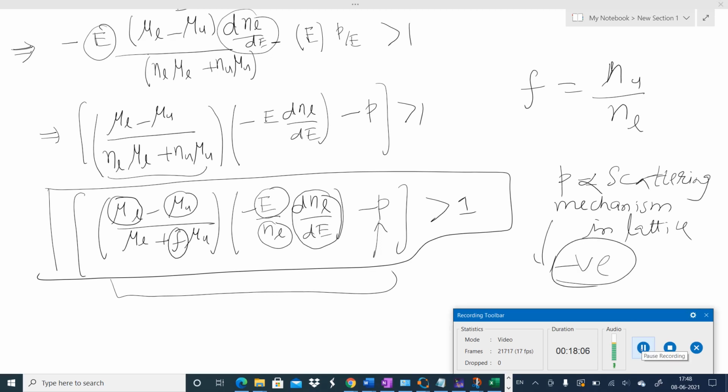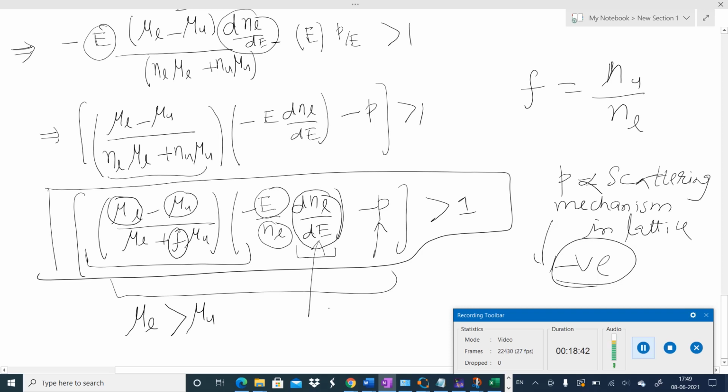Now let's analyze this equation. See what we want. We want this whole thing to be greater than 1, right? So if you see properly, the first thing we observe is this mu L should be greater than mu U. Because only when this term is positive, and definitely when you apply electric field, electrons will move from lower valley to upper valley. So the number of electrons in lower valley will decrease with increase in electric field.